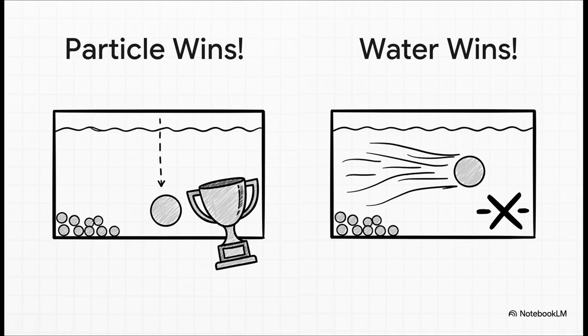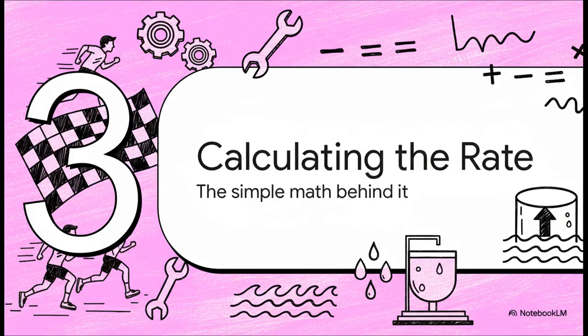So, here's the crucial part. The winner of this race literally determines whether we get clean water or not. If the particle's downward speed is faster than the water's forward speed, gravity wins. The particle settles out, gets removed, and we're one step closer to clean water. But if the water wins, that particle gets carried away, making the water cloudy and the whole process less effective. And that is exactly what we need to avoid. So, how do we rig this race to make sure gravity and the particles win every single time? Well, it's not about luck. It all comes down to a really simple calculation.